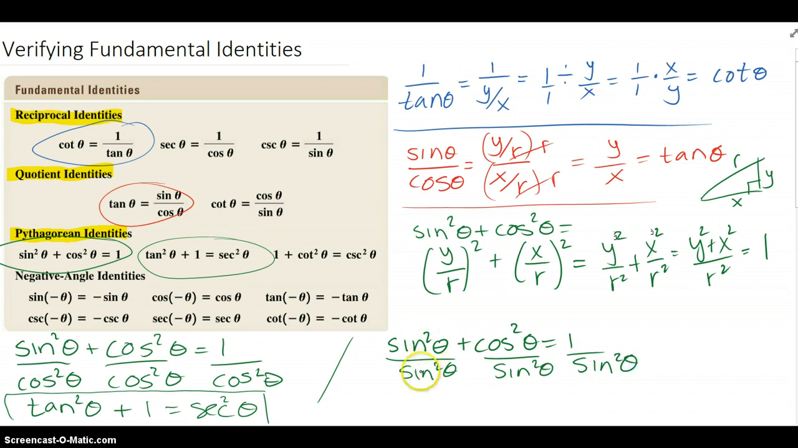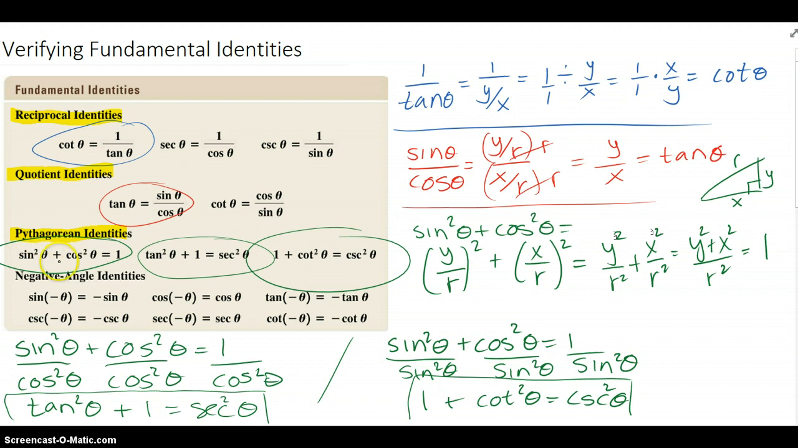And what do I get? Now we get a 1 plus cosine over sine. Cosine over sine we know is cotangent, so that would be cotangent squared of theta. 1 over sine we know from the reciprocal identities is cosecant of theta. We need a squared there. That is the last of the Pythagorean.